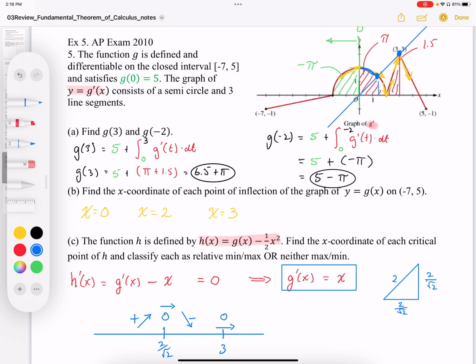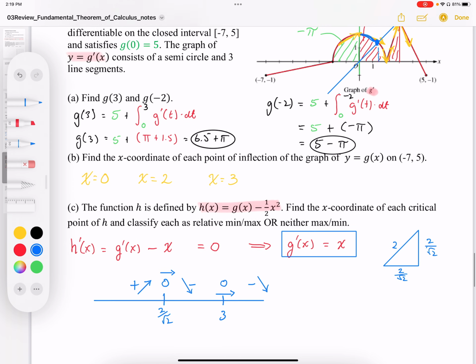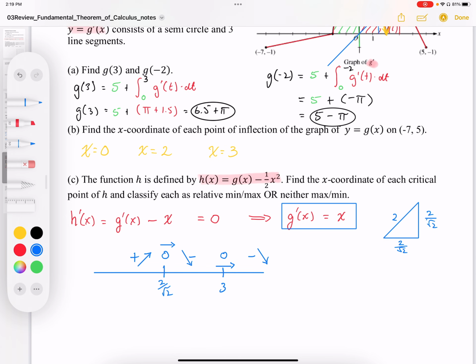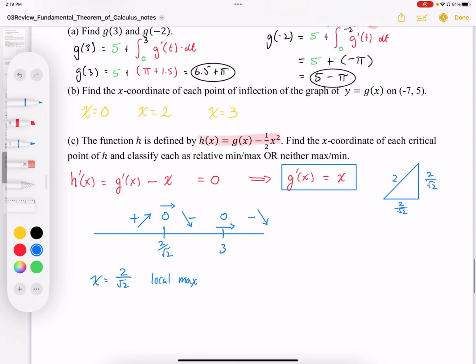And then on the other side of 3, the same thing. It's going to be negative still. So we're going to have negative there. Okay, so there's my slope chart. We can classify each critical point here. The critical point at x equals 2 over root 2, that is a local max. And the point at x equals 3, it is neither local min nor max.